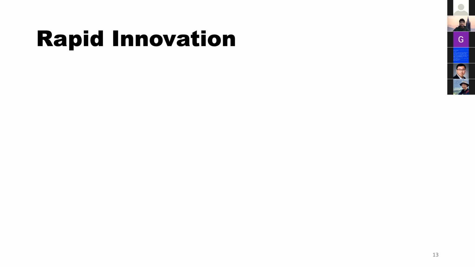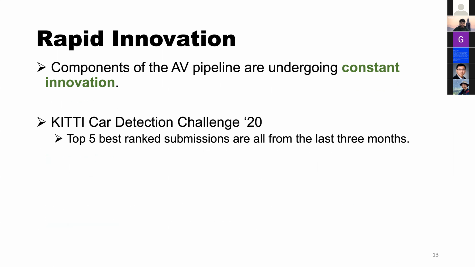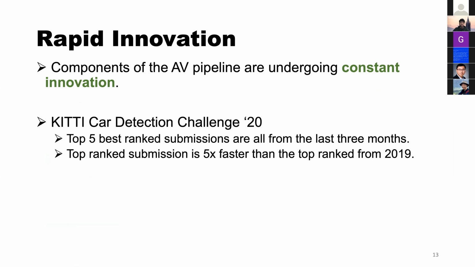Moreover, unlike typical real-time systems, this response time and runtime estimation is not something we can do just once and expect to use it forever. This is because the components of the AV pipeline are undergoing constant innovation and are being replaced at a breathtaking speed. For example, the five best ranked submissions on this year's KITTI Car Detection Challenge are all from within the last 3 months, and the top ranked submission is 5 times faster than the top ranked from 2019.